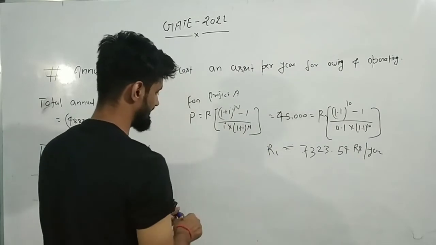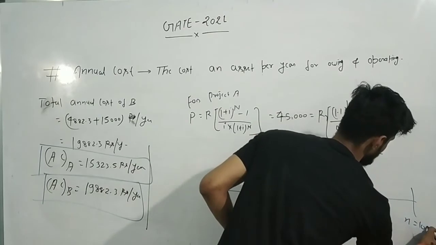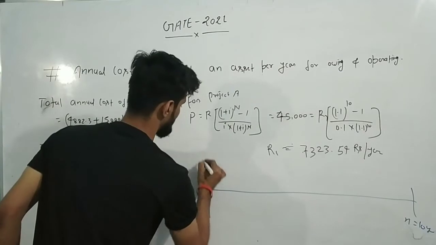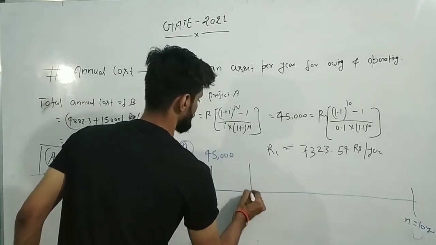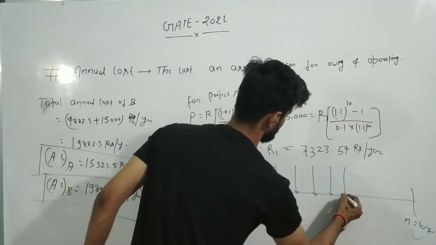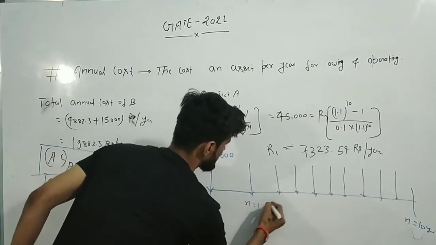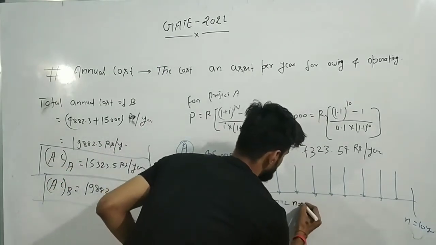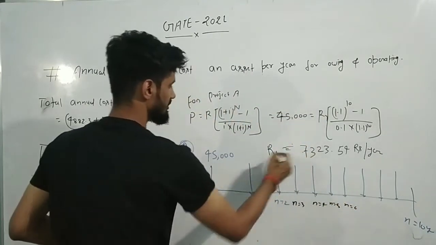For project A, what is happening here? If you will see here, N, the service life, is 10 years. Here you are going to invest an amount of how much rupees? For project A, I am writing, you are going to invest an amount of 45,000 rupees. Now here you are getting each and every year, at N equals 1, N equals 2, N equals 3, N equals 4, N equals 5, N equals 6, and so on.